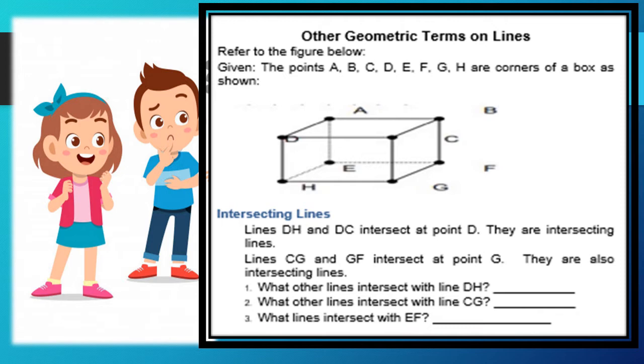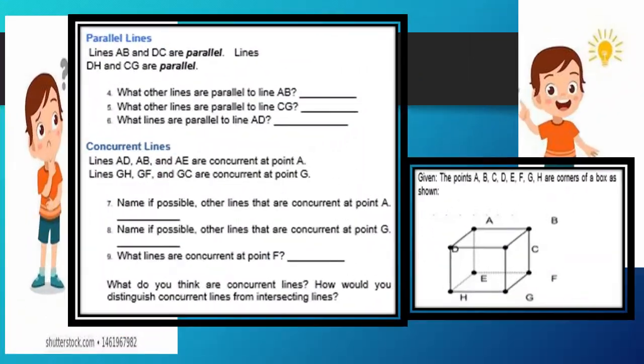Number 2, what other lines intersect with line CG? We can have CD. Number 3, what lines intersect with EF? We can have EH, EA. So that's 1.